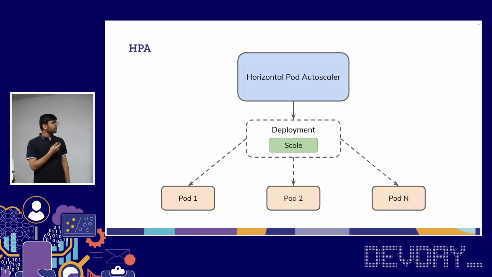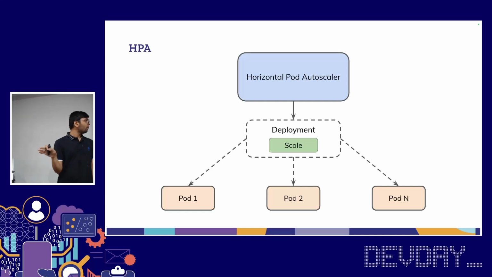So yeah, this is the diagram of how HPA works. HPA works on top of your deployment. We know that in a deployment you can set the replicas field, right? So based on some internal calculation, it will try to either increase or decrease the number of replicas, and that would basically lead to an increase or decrease in the number of pods, right?